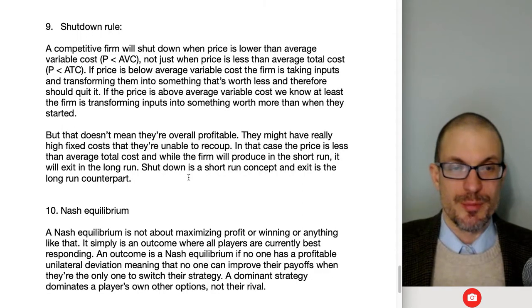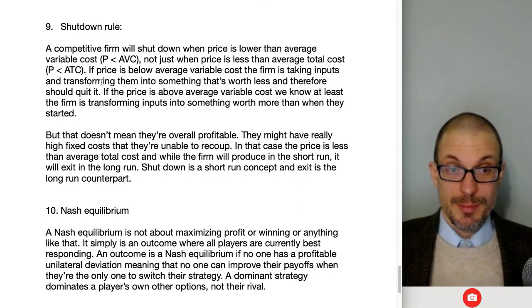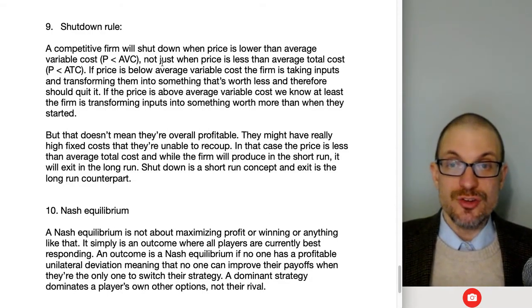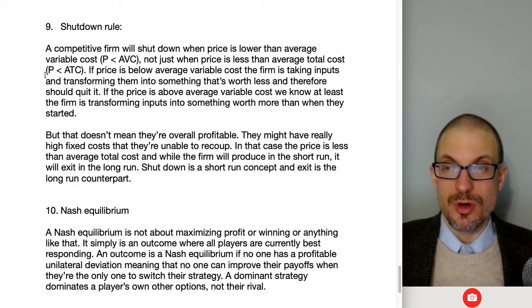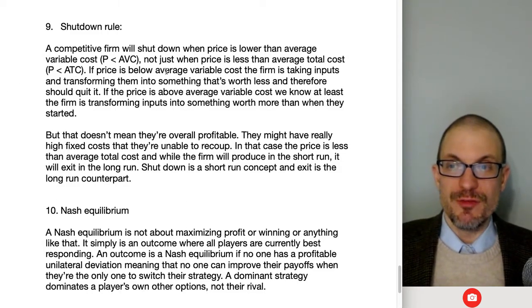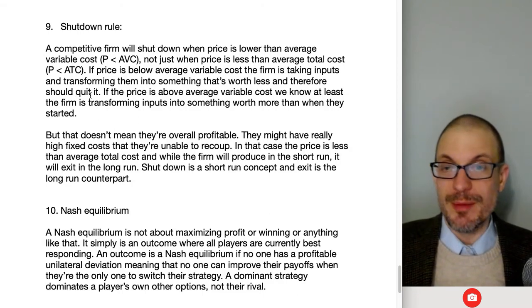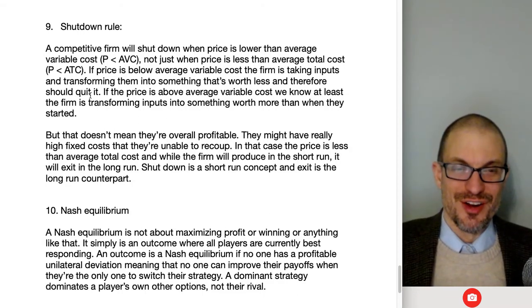All right, number 9, shutdown rule. So a competitive firm is going to shut down when the price is lower than average variable cost. So P is less than AVC, not just when price is less than average total cost. If price is below average variable cost, the firm's taking inputs, transforming them into something that's worth less, and therefore they should quit it.